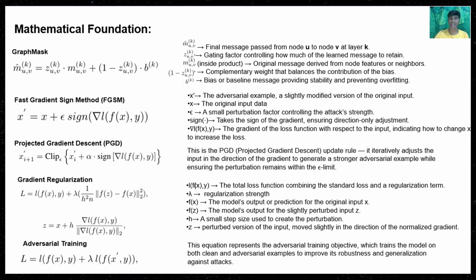GraphMask enhances interpretability, FGSM and PGD generate adversarial examples, and regularization and adversarial training strengthen the model's defense. Together, they ensure a system not only performs well but also remains robust, explainable, and secure. And this is how GraphMask, fast gradient, projected gradient descent, gradient regularization, and adversarial training help in the mathematical formulation of GNN-AID.